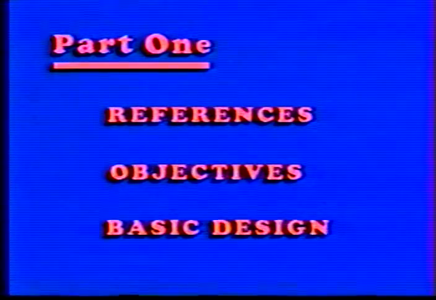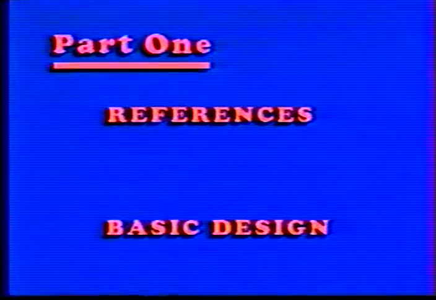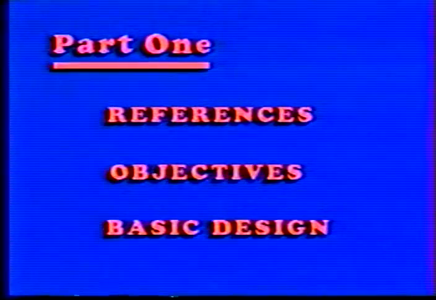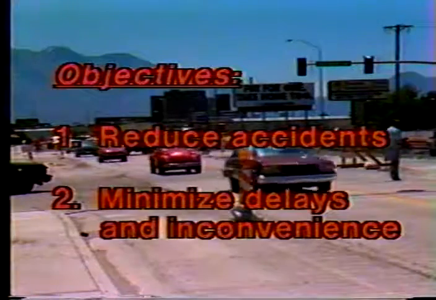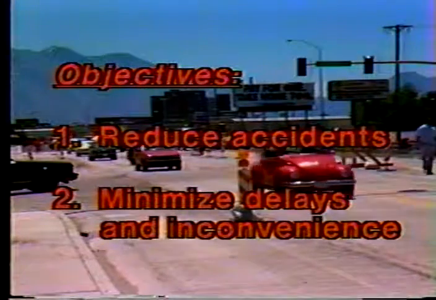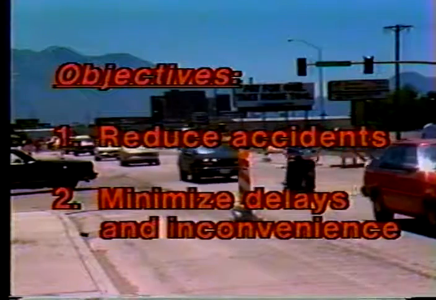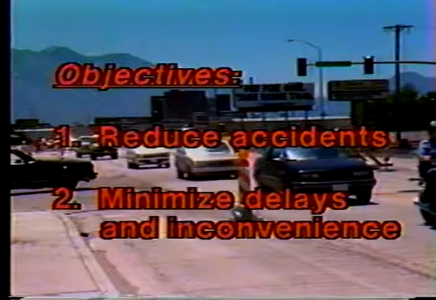Okay, that takes care of our sources of information. Now let's go over the basic objectives and principles of work zone traffic control. When you get right down to it, work zone traffic control has only two objectives: to reduce the accidents and to minimize the delay and inconvenience that typically accompany highway work.